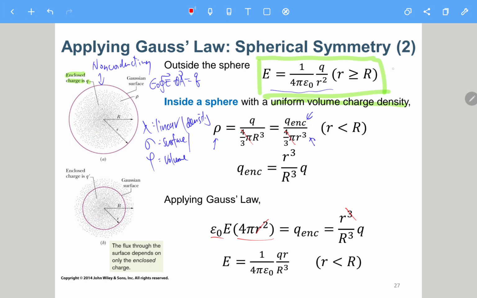So when we consider the E field outside, E is inversely proportional to r squared. All other things you consider as constants. If you don't change the charge, it will be inversely proportional to r squared. But here inside the sphere, this E is proportional to r.